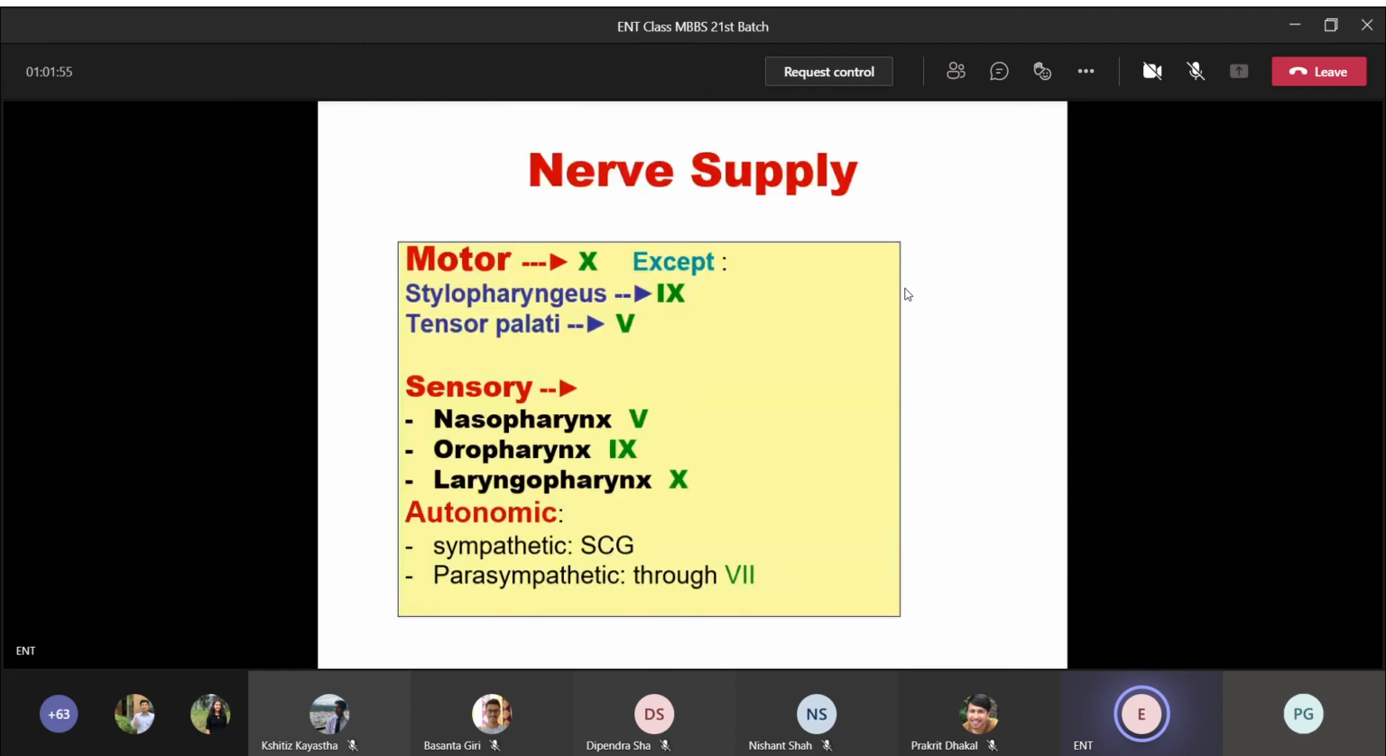Nerve supply: mainly the 10th nerve is motor, except stylopharyngeus, which is supplied by the glossopharyngeal nerve, and tensor palati muscle is supplied by the 5th nerve or trigeminal nerve. Sensory, the nasopharynx is supplied by the trigeminal nerve, oropharynx by the glossopharyngeal nerve, and laryngopharynx by the vagus nerve. Autonomic innervation is sympathetic from the sympathetic ganglion and parasympathetic through the 7th facial nerve.